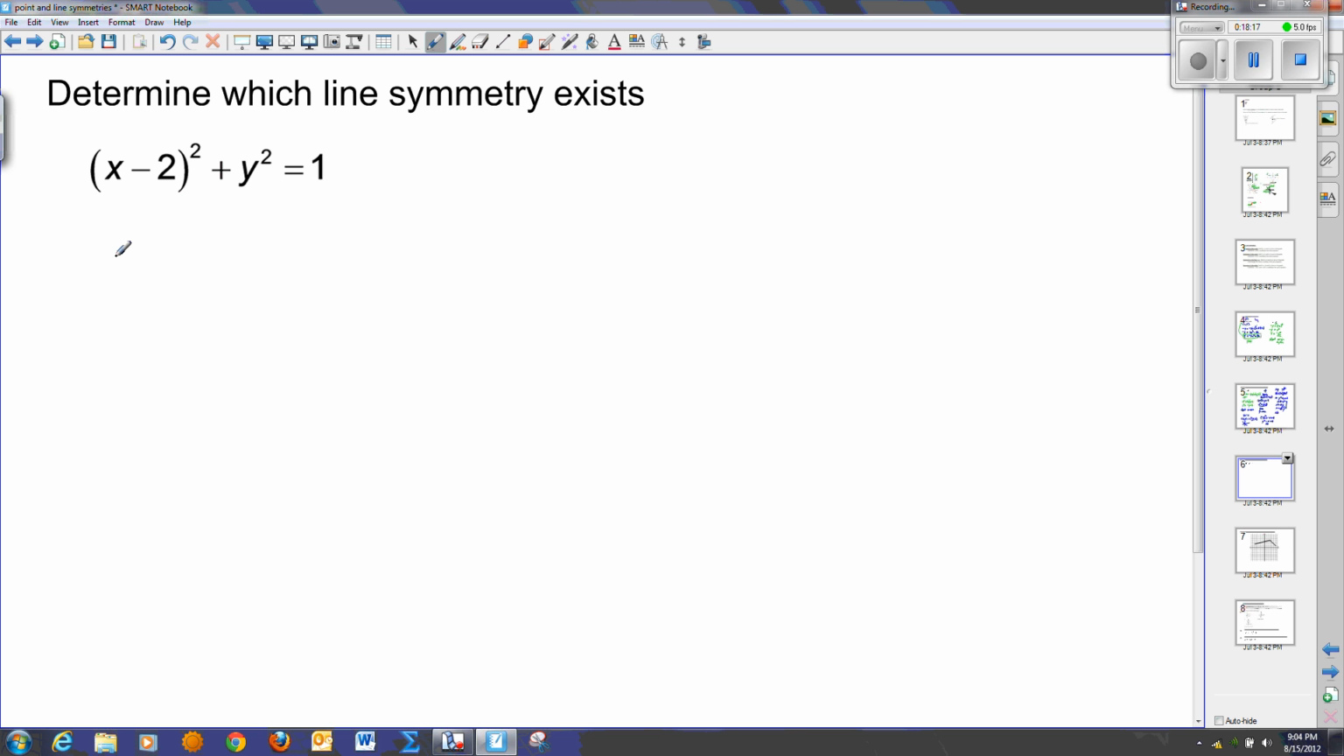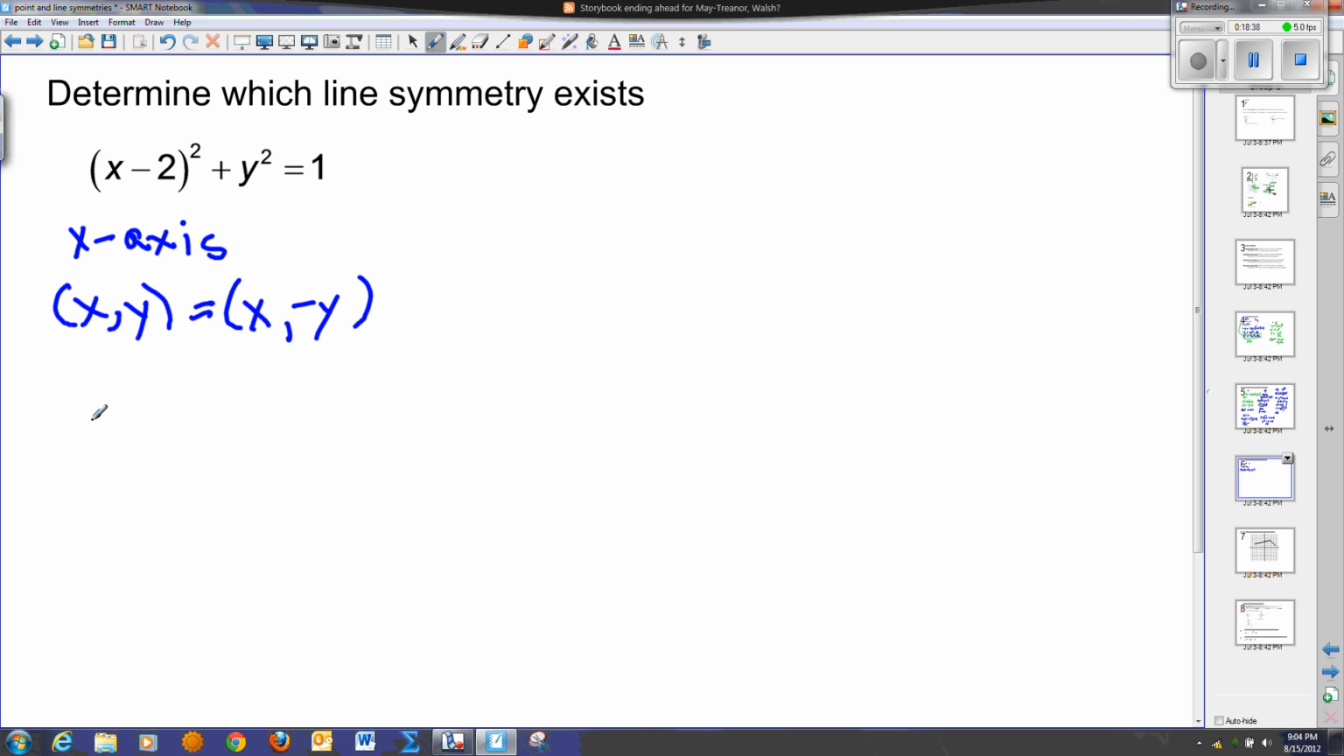So again, if I want to test x-axis symmetry, I need to show that xy is the same as x and negative y. So I start plugging in. X is still x. That's the same exact first part of the equation as I had before. But y now becomes negative y.